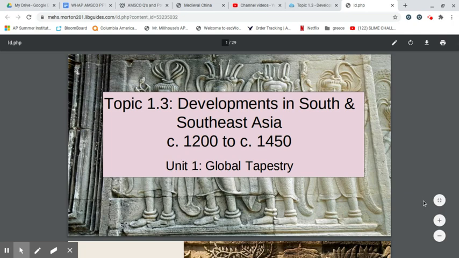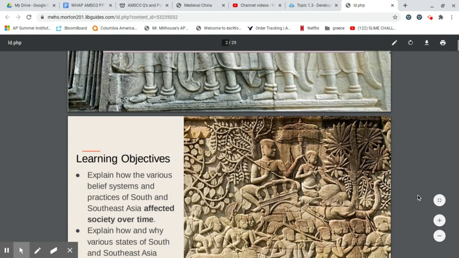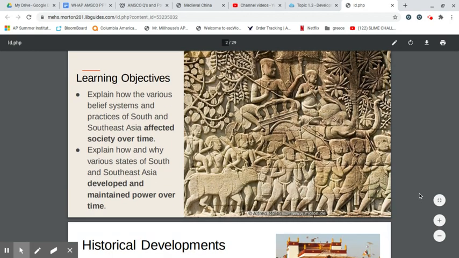Now, that may not be the case for you, but typically students kind of fall in line with that as well. So let's talk just a little bit about what we're going to try to do today. We're going to try to explain how the various belief systems and practices of South and Southeast Asia affected society over time. Now, it's important that you know when it says South Asia, what we're talking about. When we talk about South Asia, we are predominantly talking about India. When we talk about Southeast Asia, we're going to be talking about Malaysia and kind of what the Spice Islands and stuff. We'll see some maps in a little bit, kind of show you where Southeast Asia is.